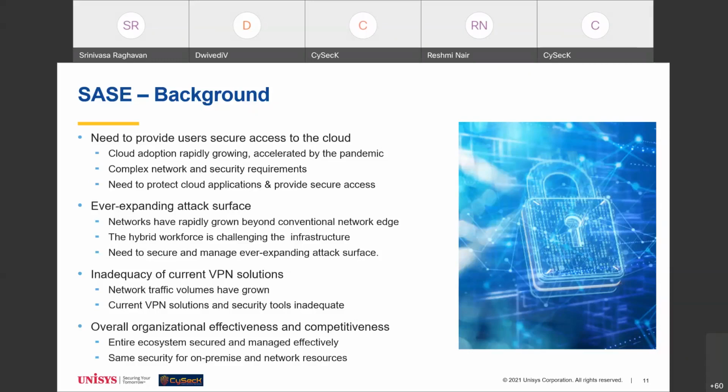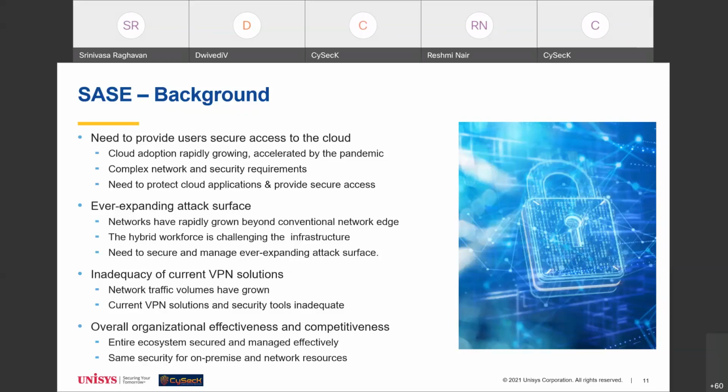So the fundamental requirement is to have both secure access and a secure edge, given the ever-expanding attack surface. The more we bring services and data out in the public, as I gave you some examples earlier, the more sniffers there will be who want to attack and steal data, or carry out whatever kind of data breach attacks. Networks have been rapidly growing beyond the conventional network edge, and the hybrid workforce today, because of the pandemic, is challenging the infrastructure and the need to secure and manage an ever-expanding attack surface.